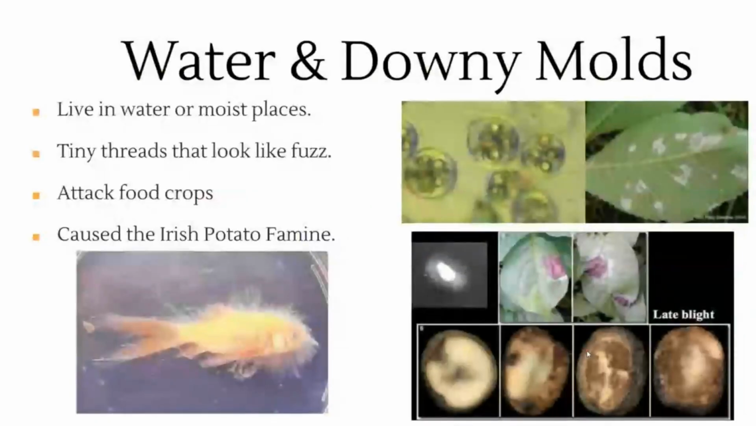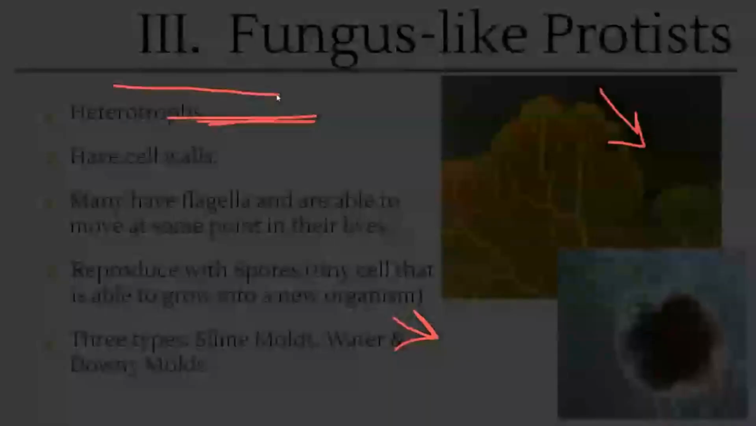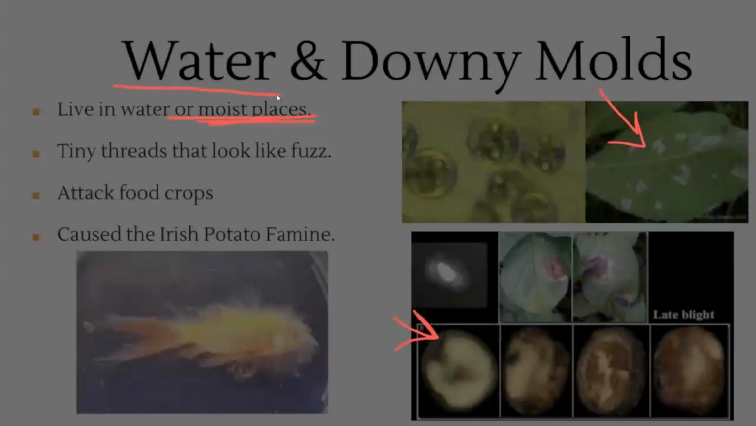So first, let's talk about water molds. Of course, they have to live near or in water, anything moist. If there's not moisture around, it's going to live on an organism that's going to provide that moisture, such as a potato. So the Great Irish Potato Famine was actually not caused by a fungus. It was caused by a water mold, which is not a fungus. It is a protozoan. It is a fungus-like protist.